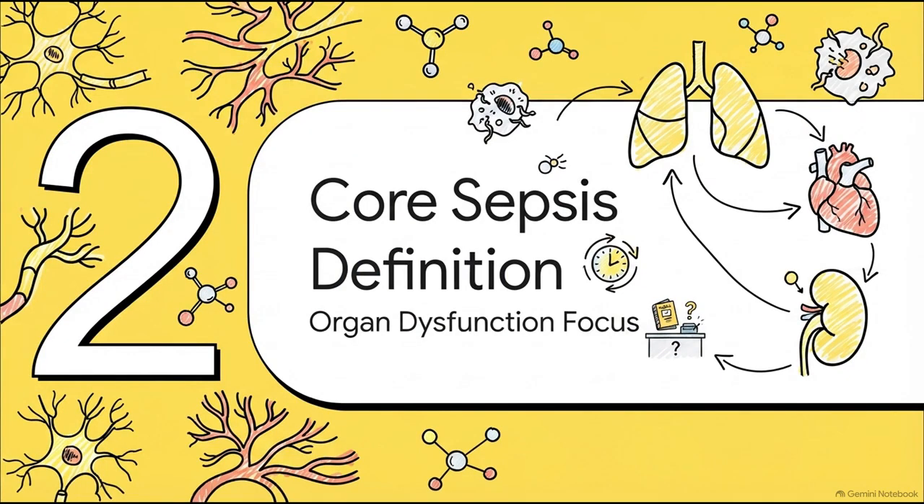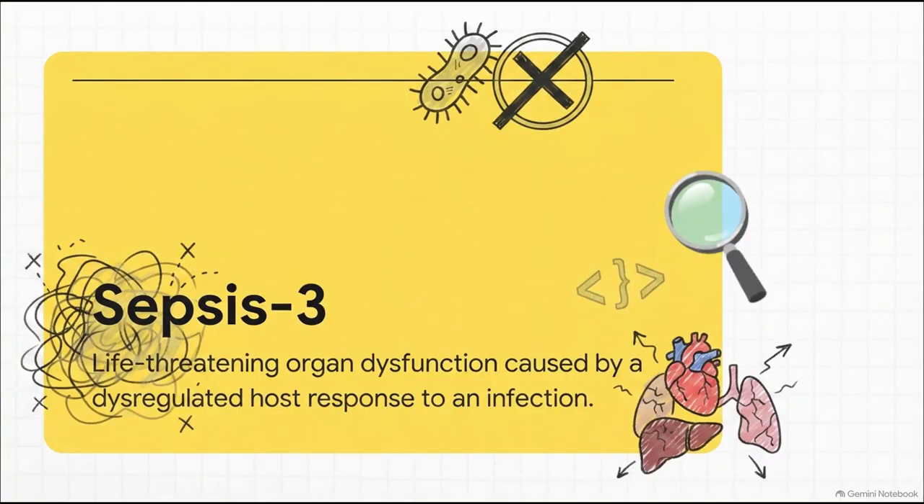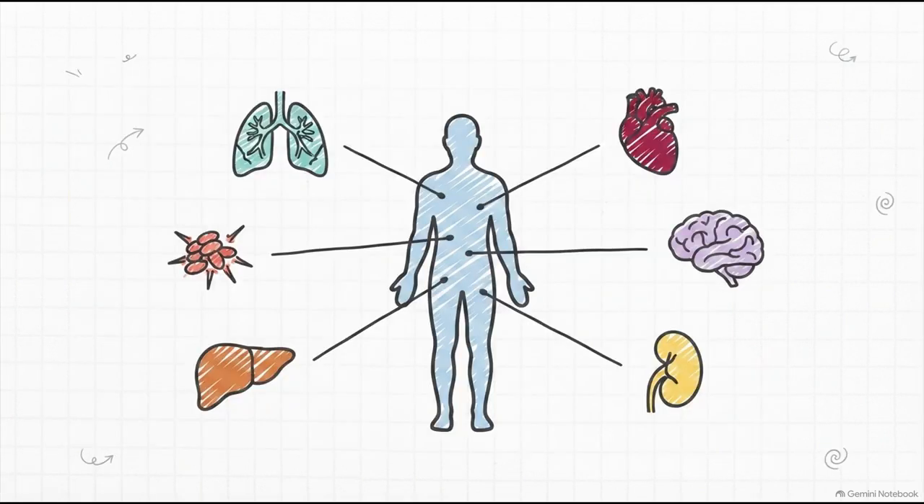Moving into Section 2, the core sepsis definition, focusing specifically on that organ dysfunction. The absolute core of this shift is the exact definition from the Sepsis-3 consensus. Sepsis is now defined as a life-threatening organ dysfunction caused by a dysregulated host response to an infection. Notice what's missing there? Yeah, no mention of basic inflammation. The body's response to the infection has to be so incredibly dysregulated that it is actively causing the patient's organs to fail.